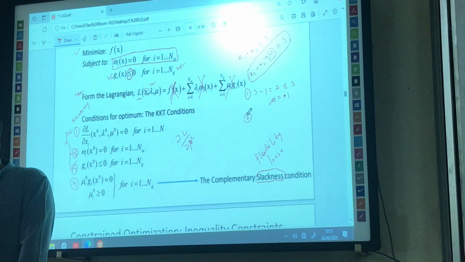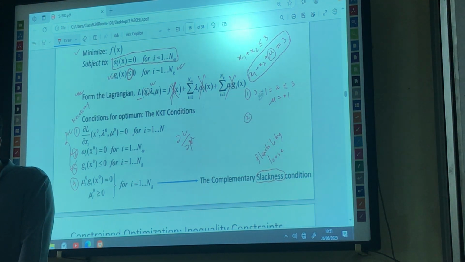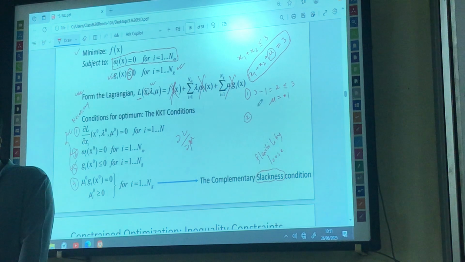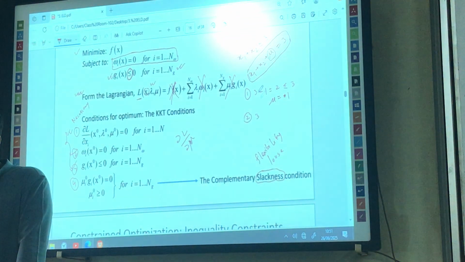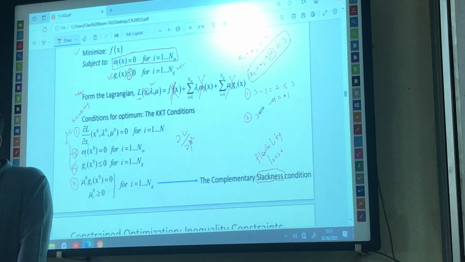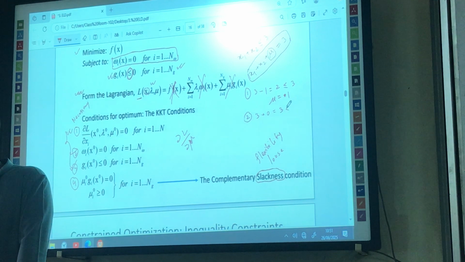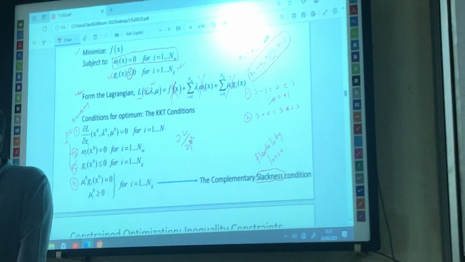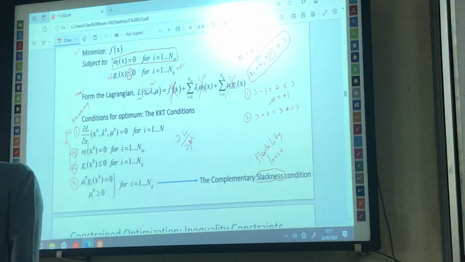Let's say x1 is 3, and x2 is, let's say, 0. So what will be x1 plus x2? It will be 3 plus 0, that is equal to 3, right? So is it satisfying this condition, less than or equal to 3? Yes, because there is also an equal sign here. So it is fulfilling the condition. Now what will be the value of mu?